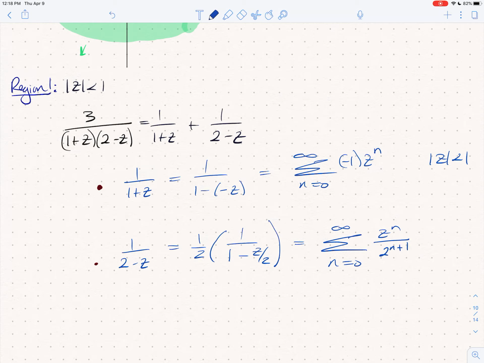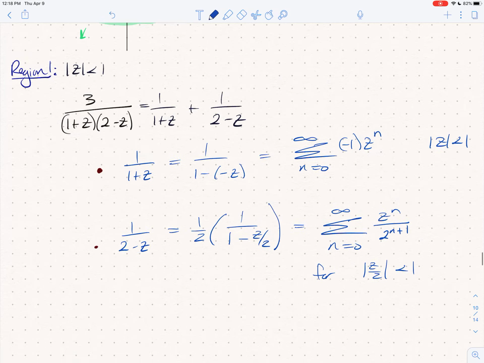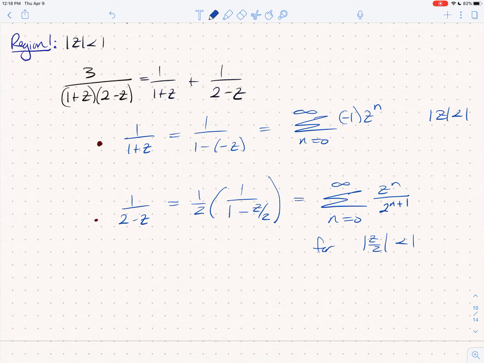By the way, this is valid for modulus of z over 2 less than 1. And you need to pay attention to this, which is the same as modulus of z less than 2. So this particular expansion is valid for larger than the disk that I'm on. That's important because I might be able to use it on the next disk too, and I'll show you what I mean. Okay, so I don't have a single Laurent expansion. I have 2 different things. I need to combine these together.